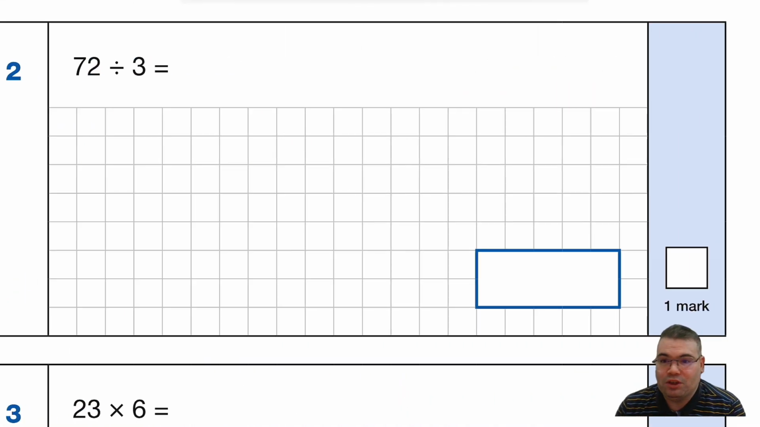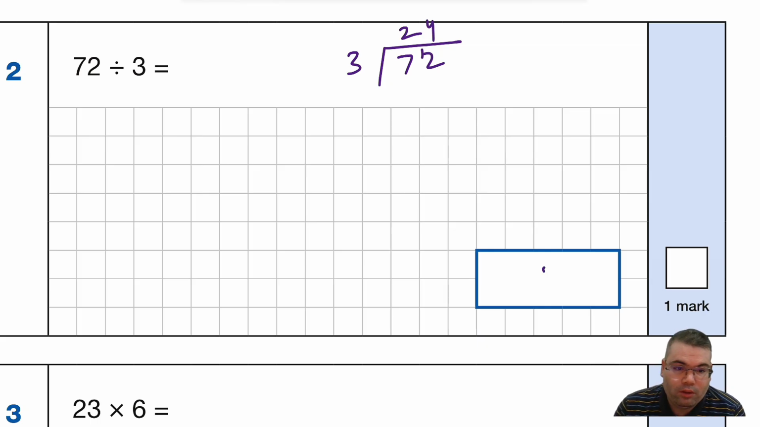So this is the next question, 72 divided by 3. So again, there are two ways to do that. First is the normal method, 72, and this is 3. So 3 times 2 is 6, remainder 1, 2, then 3 times 4 is 12. So that is 24, right?